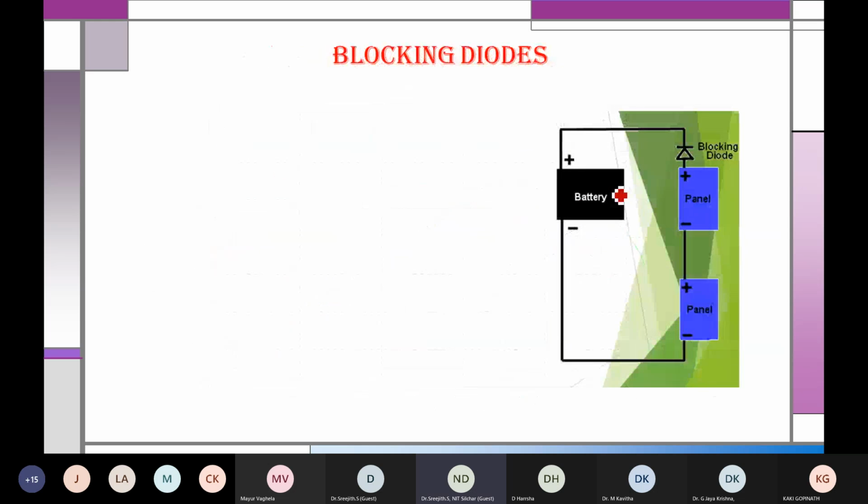Clear. Okay. Now let me tell you two more basic things, then I'll go on to the components. First, the blocking diode. This is used in the solar panel.